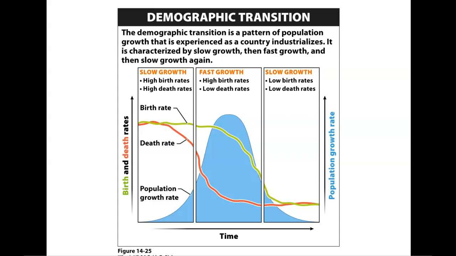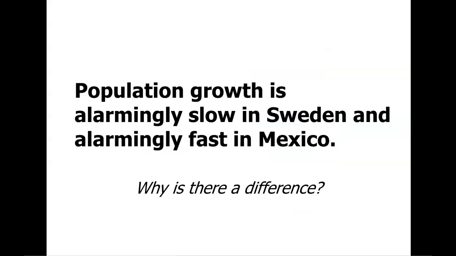So exactly how high can it go? Well, with the current population, we have more than 7 billion, actually 8 billion people. And dependent on Earth's carrying capacity, they've estimated that it will carry around anywhere from 9 to 13 billion. So population growth is alarmingly slow in Sweden and alarmingly fast in Mexico. So what is the difference?